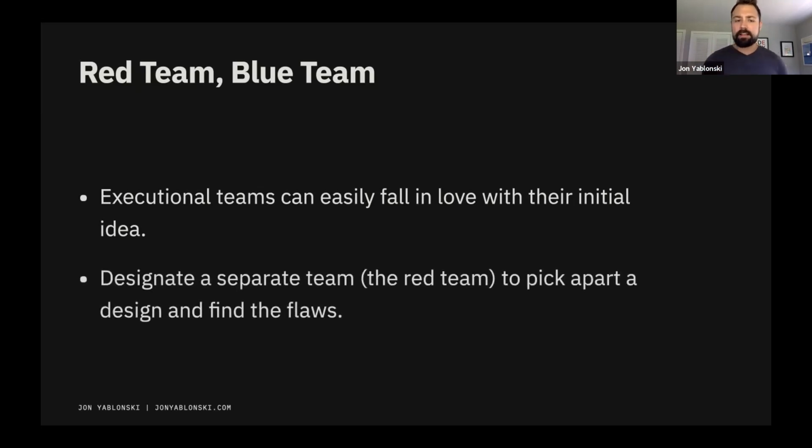A good way to mitigate this is to designate a separate team, the red team, to pick apart the design and find all the flaws. The objective here is to discover the biases embedded in the design output of the team and avoid the pitfalls of falling in love with the wrong idea. So it's really about blue team creates a solution, red team pokes holes in it, and that is their designated role in helping the product, the design, to be much more resilient.